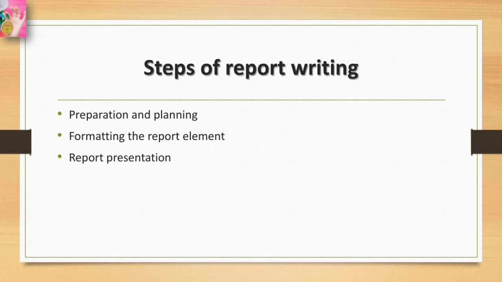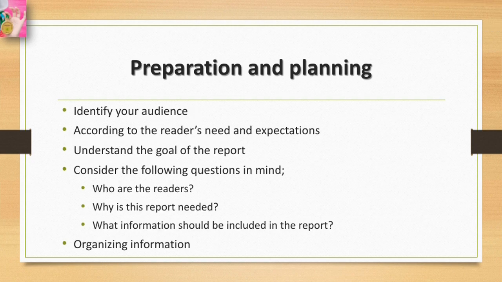So let's talk about the steps of report writing. The steps of report writing would be preparation and planning, in which you plan, and after that the second step is formatting the report elements, and after that there is report presentation. So the first step would be about preparation and planning, and first you should take some time to prepare and plan for your report before you start writing, and identify the audience. Your report should be written and tailored to the reader's need and experience expectations.